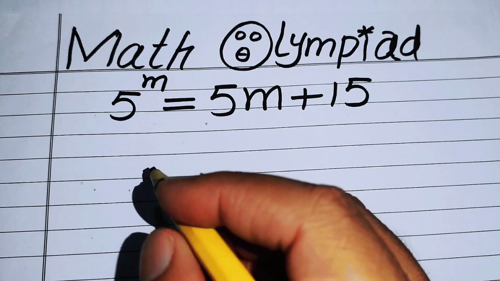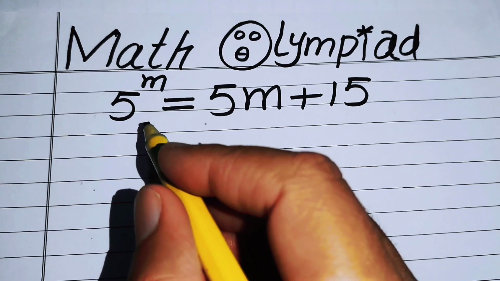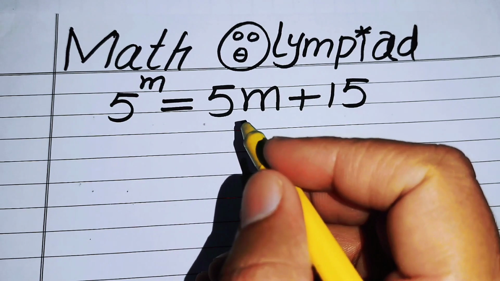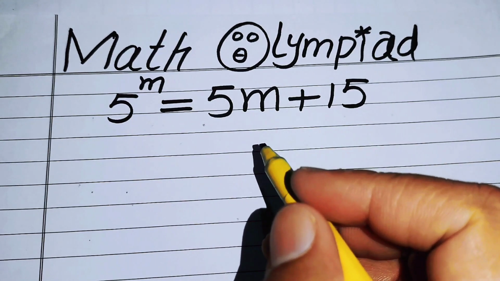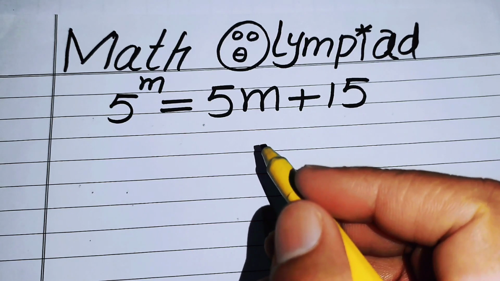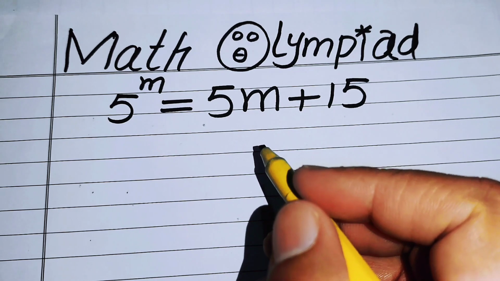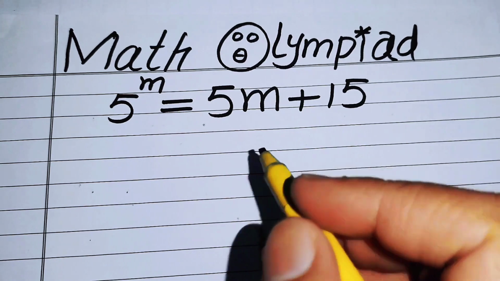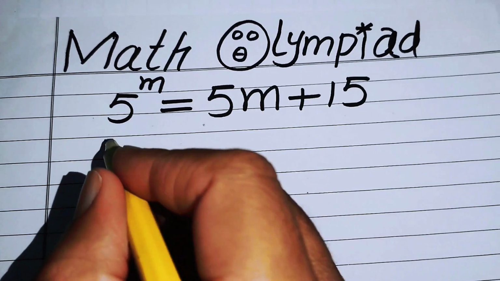In this video we are going to solve this nice exponential equation problem, and here we have 5 to the power of m equals 5m plus 15, and we will solve this problem for the values of m. So now we will solve this problem with the help of the Lambert W function.